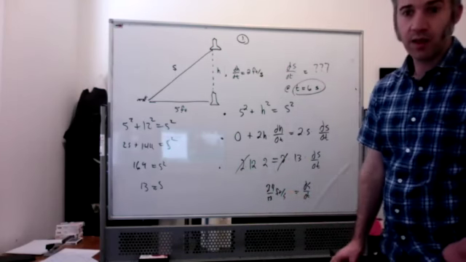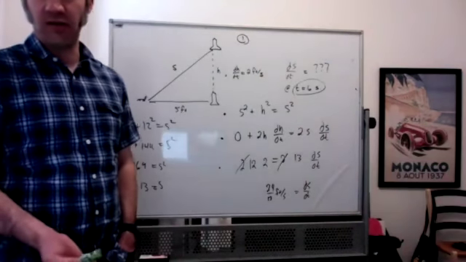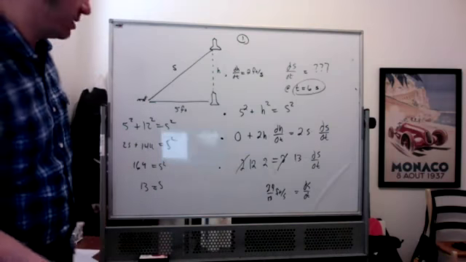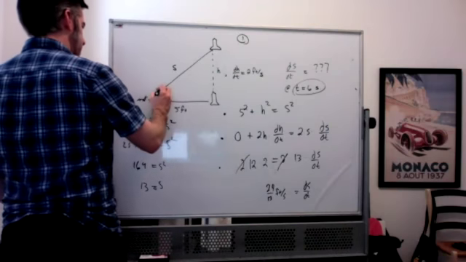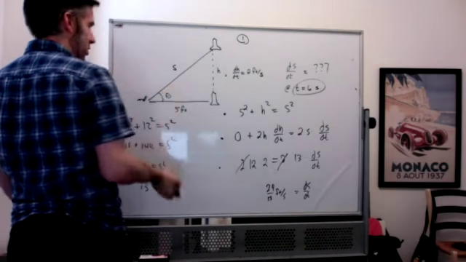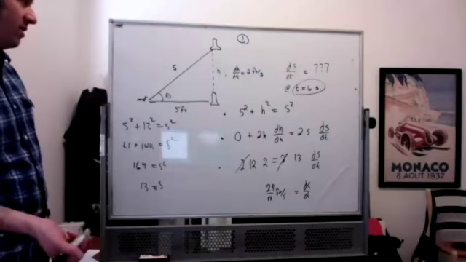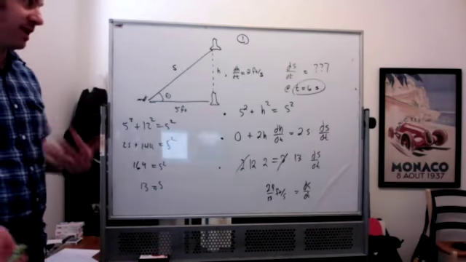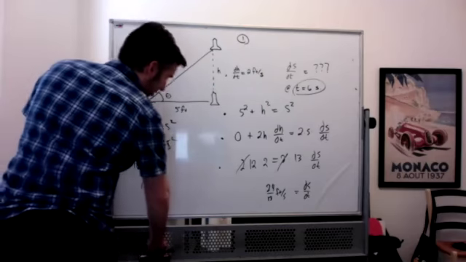The second question in this problem is, how fast is the angle of elevation between the ant and the rocket changing at the same instant? So how fast is this angle changing? To answer that, now we're interested in finding dθ/dt. So we're going to go back to the drawing board.